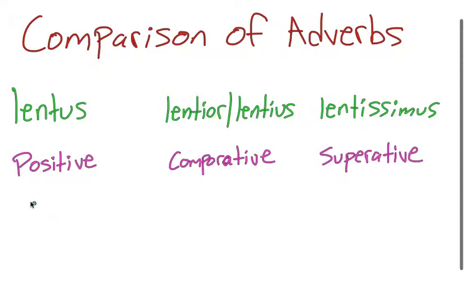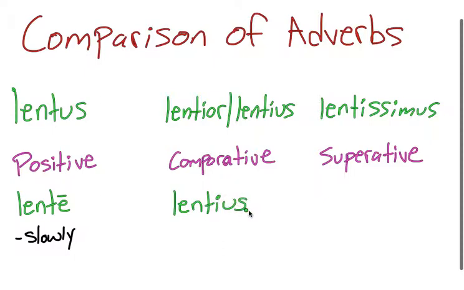Okay, now I want to make this an adverb. So in order to make it an adverb, I'm going to take the base and add e. So lente, which would be slowly, okay? And now I want to form the comparative. The comparative would be lentius, okay? And lentius is more slowly.